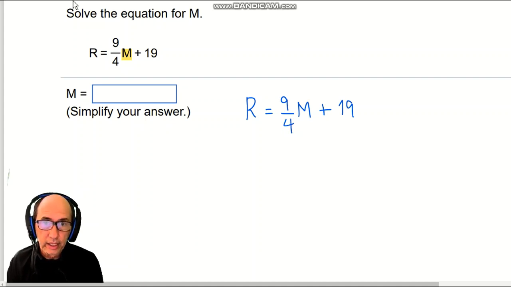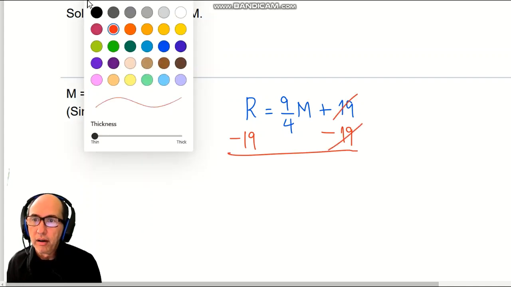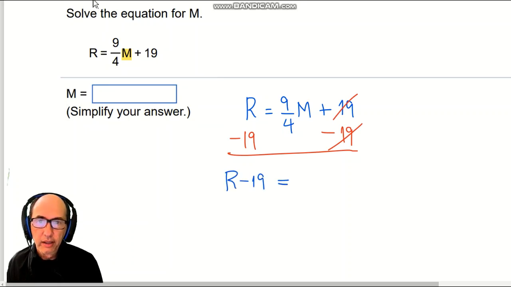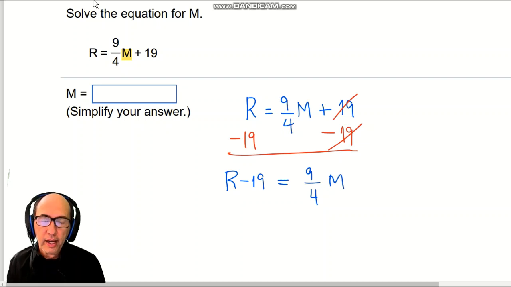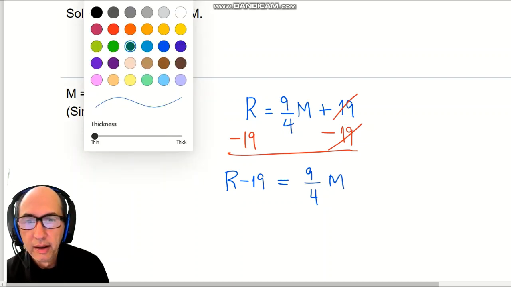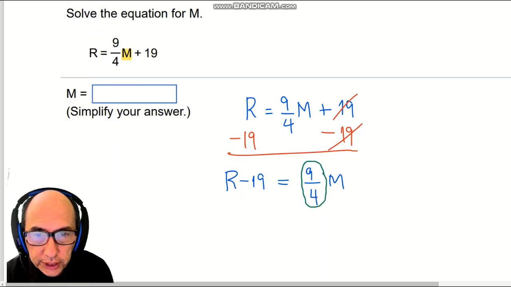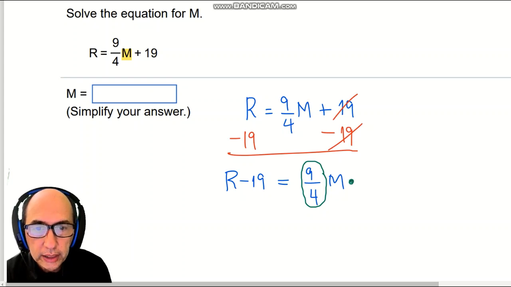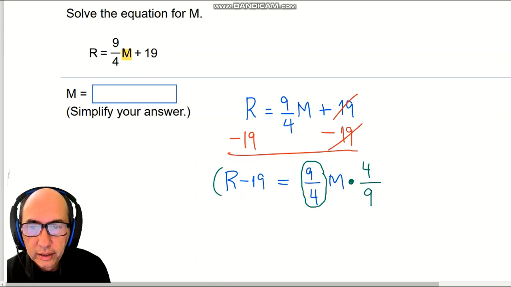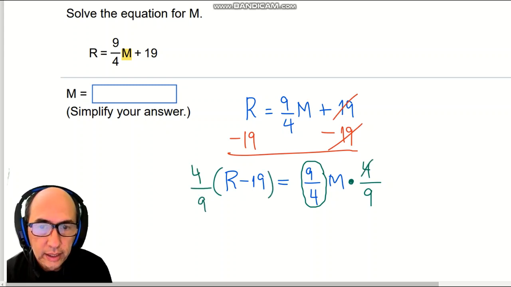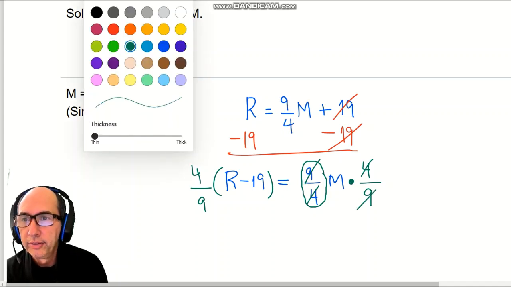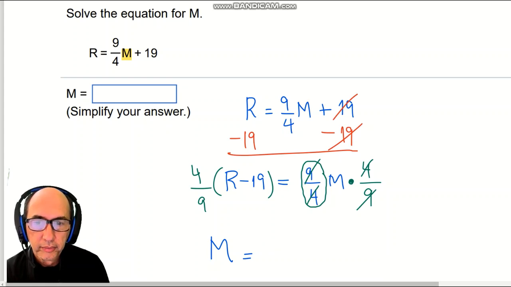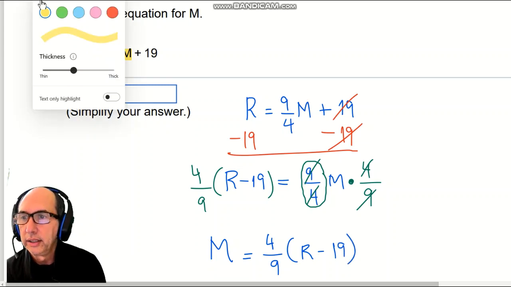Look, first let's remove this 19 from here because we don't want anything next to m. Cancel it out: r minus 19 equals 9 over 4 m. And now the multiplication property of equality: multiply both sides by the reciprocal of the coefficient of m. This fraction, multiply both sides times 4 over 9. Okay, 4 over 9. This cancels. And finally, we have the answer: m equals 4 over 9 times r minus 19. That's the final answer. Okay?